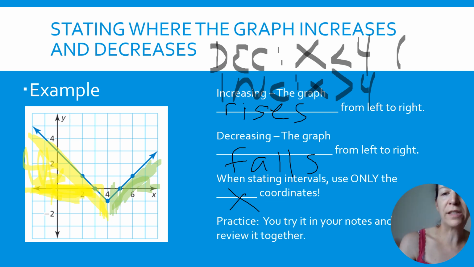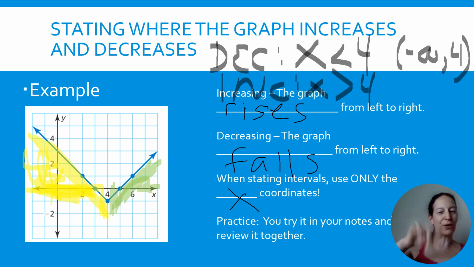If you were asked to use interval notation, the way it would look is this. It is decreasing from negative infinity up to 4. Whether or not you include the 4, I have seen textbooks and professors do that both ways. Some will not include the 4 in either, and some will include the 4 in both. We're going to go with not including it in either. And then where is it increasing? Well, it starts increasing at 4, and it continues increasing all the way out to positive infinity.